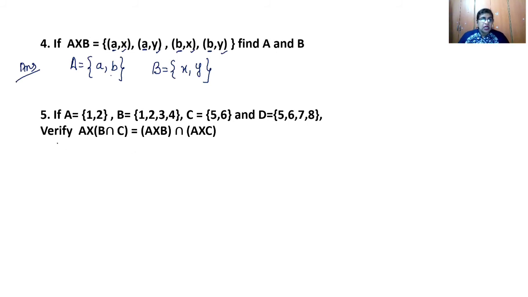Okay, so let us start with the left hand side. Write the answer here. What is the left hand side telling us? A cross (B intersection C). Wherever there is a bracket, we find the answer first. So write what is A? A is {1, 2}. Cross, what is the answer for B intersection C? B is here, C is here.